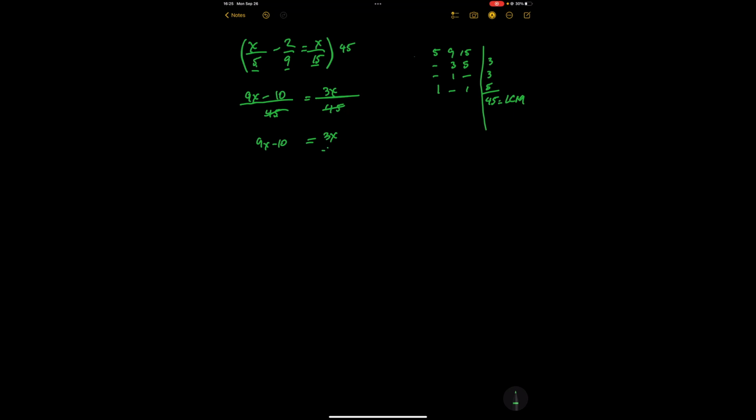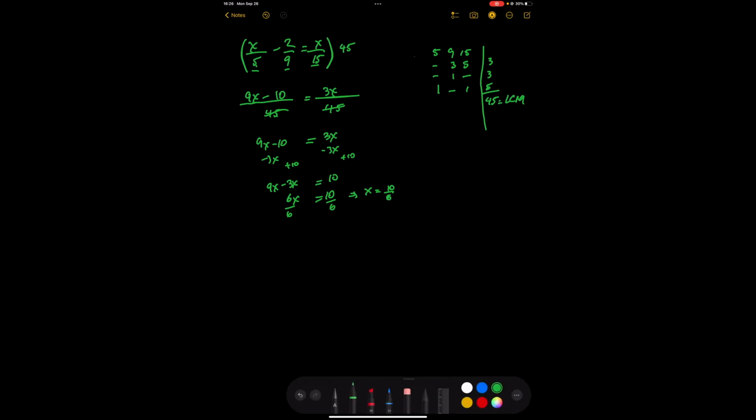So I'm going to subtract 3x on both sides so I can have the x terms on one side, and I'm going to add 10 on both sides to have the 10 on the other side. So now I have 9x minus 3x equals 10, right? And what is 9x minus 3x? It is equal to 6x equals 10. So now I'm going to divide by 6 on both sides to get x by itself. So that means x is equal to 10 over 6.